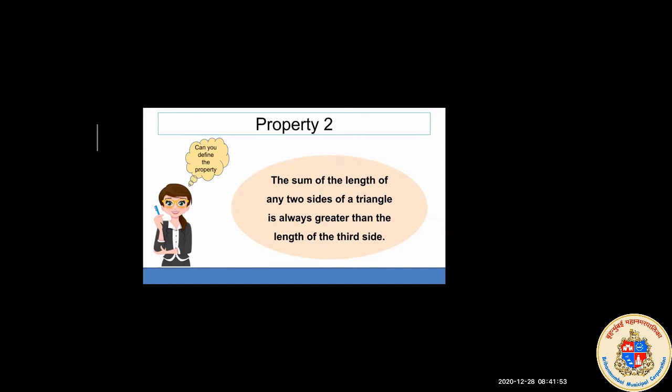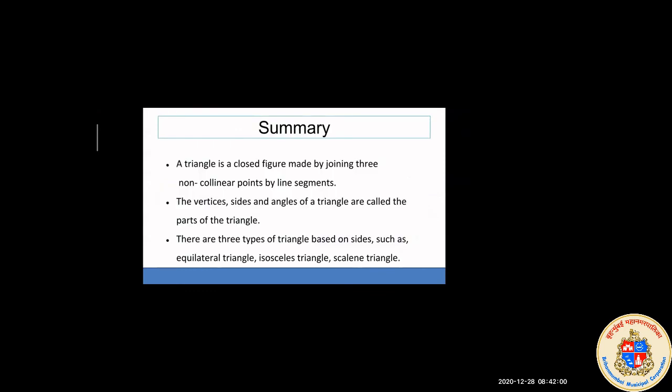The sum of the length of any two sides of a triangle is always greater than the length of the third side. So this we have learned today. We have learned types of triangle on the basis of side and angle. We have learned two properties of triangle. Again we will see in the summary what we have seen.